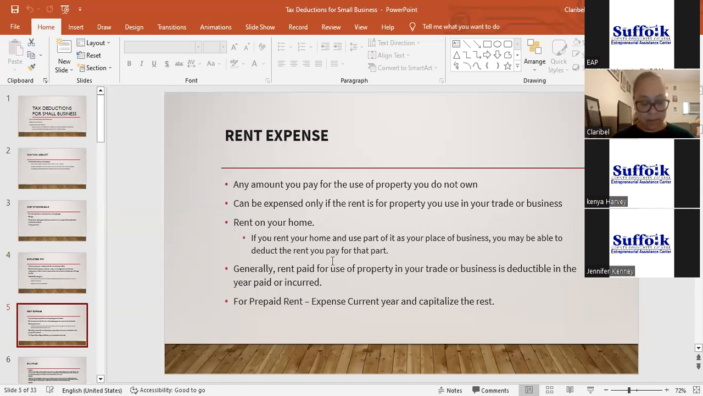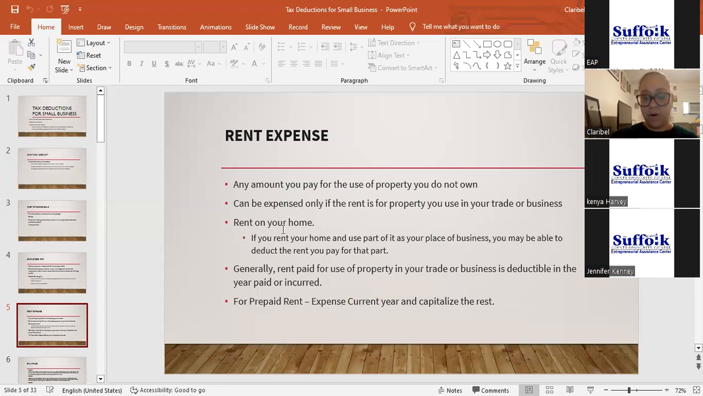Rent expense. Rent is any amount you pay for the use of property that you do not own. In general, you can deduct rent as an expense only if the rent is for property you use in your trade or business. So any amount you pay for use of property you do not own can be an expense only if the rent is for property you use in your trade or business.